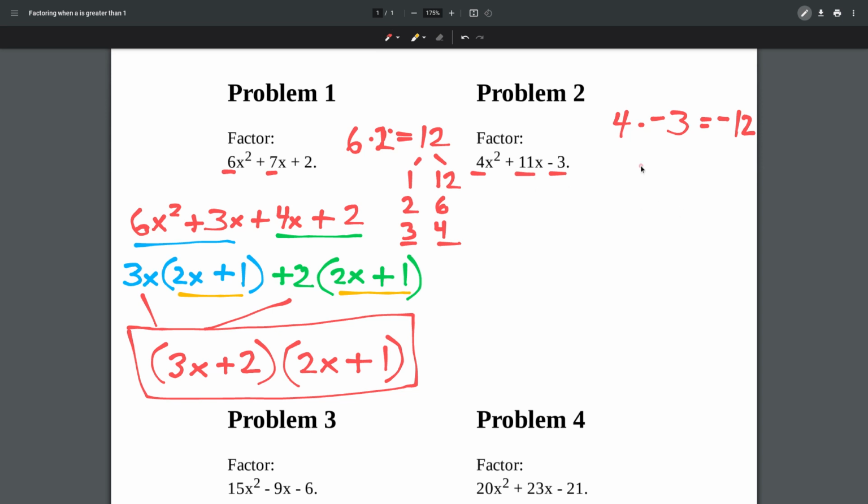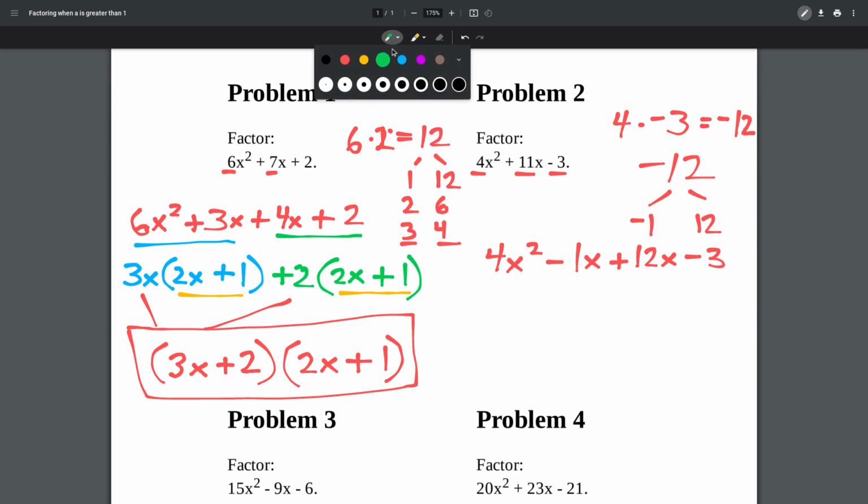So, you know, if you know what the factors are, you don't have to list them all out. So I would know that a negative 1 times a positive 12 is going to multiply to negative 12 and add to positive 11. So I'm going to rewrite this binomial here as 4x squared minus 1x plus 12x minus 3.